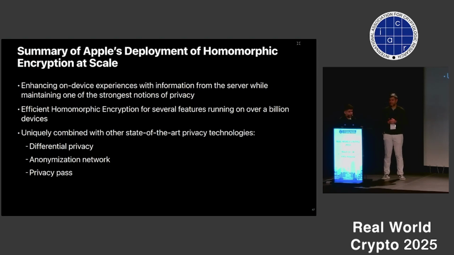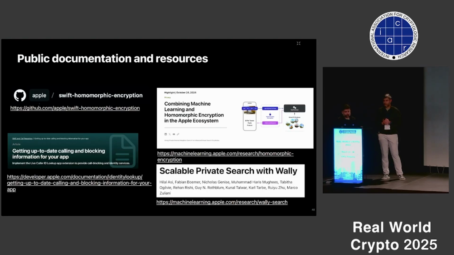It could be differential privacy, it could be anonymization networks. One thing we didn't talk about here, but we leverage in our private live caller ID solution, is that we also use Privacy Pass for anonymous tokens. And so we need to take all these technologies that we have available and combine them into an end-to-end system that can deliver privacy for our users.